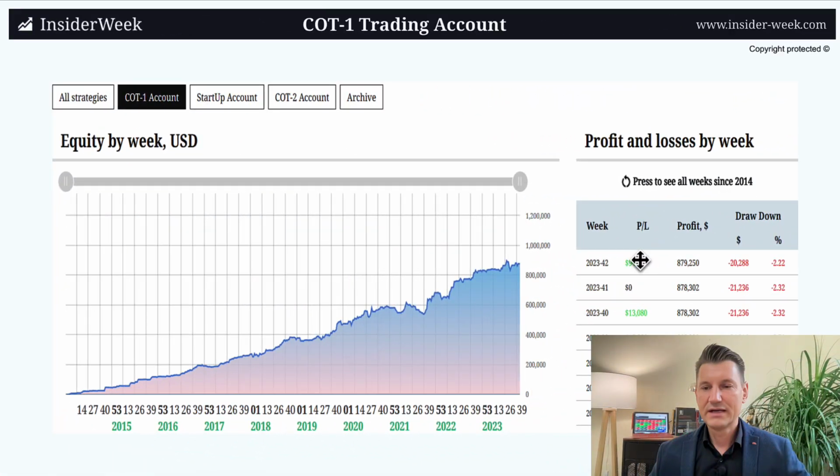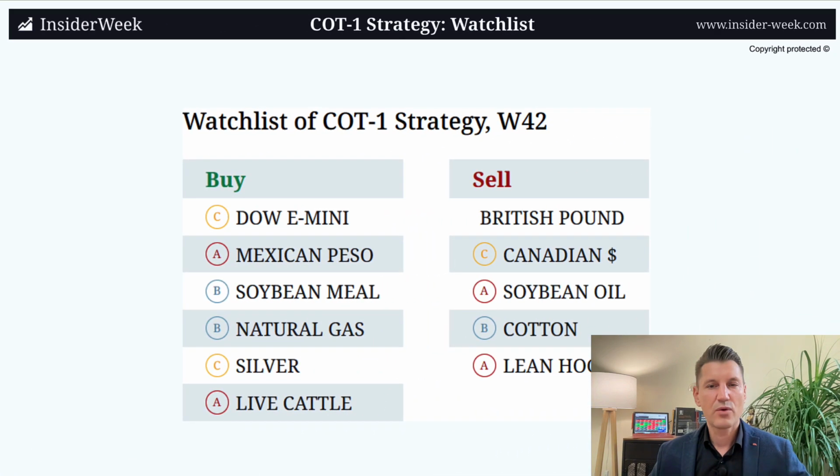And here we go. CFTC trading account, the account size is $879,000. I trade on this account the CFTC trading strategy. This strategy is based on CFTC data analysis and technical analysis for entry and risk and money management. These are my watchlists from the last trading week. On Sunday I create a watchlist with a maximum of 10 markets, and during the week I observe these markets for entries.